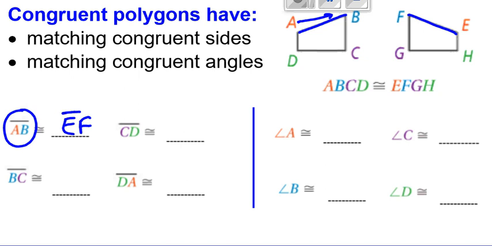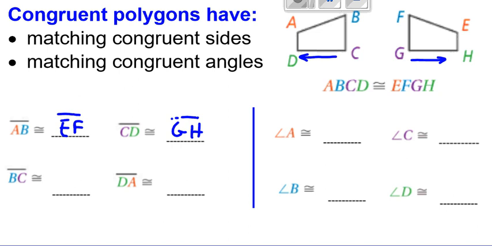All right, you might think it's a little picky, but when you have your AZ Merit and your final exam come around, if you don't answer it in the exact correct order, the answer will be marked wrong. So you need to make sure that you're paying attention to the sequence of letters. All right, so AB was congruent to EF. CD, which is this guy, CD is going to be congruent to GH.